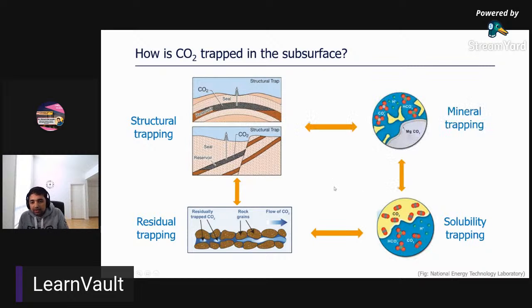An additional trapping mechanism is mineral trapping, where this dissolution of CO2 with brine can lead to a reaction, and that reaction can cause dissolution or precipitation of the minerals in the formation itself. So generally, it's not just one kind of trapping mechanism that is working. It's generally a combination of all these four mechanisms that act together, and that's what leads to the trapping of CO2 in the formation.